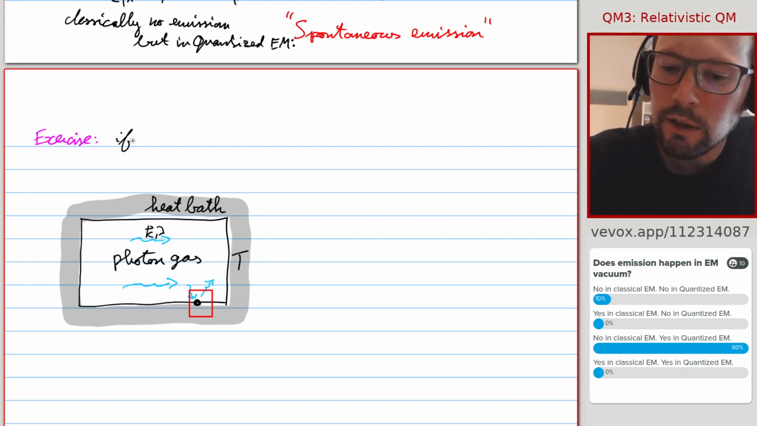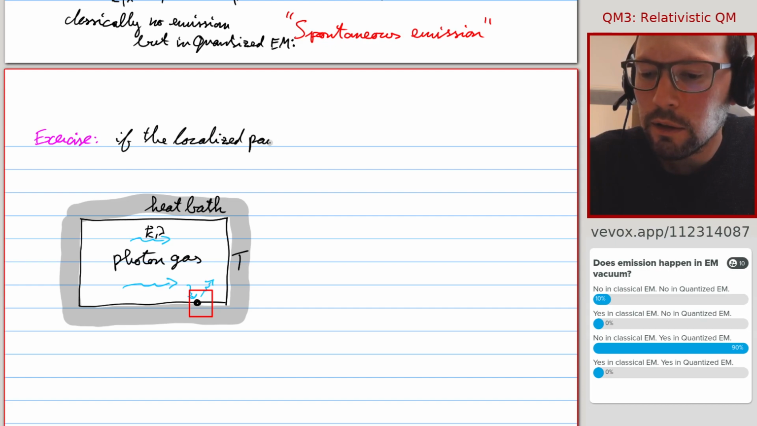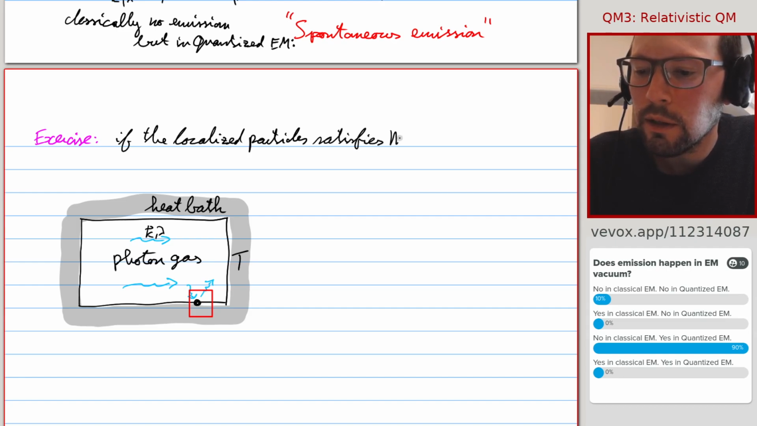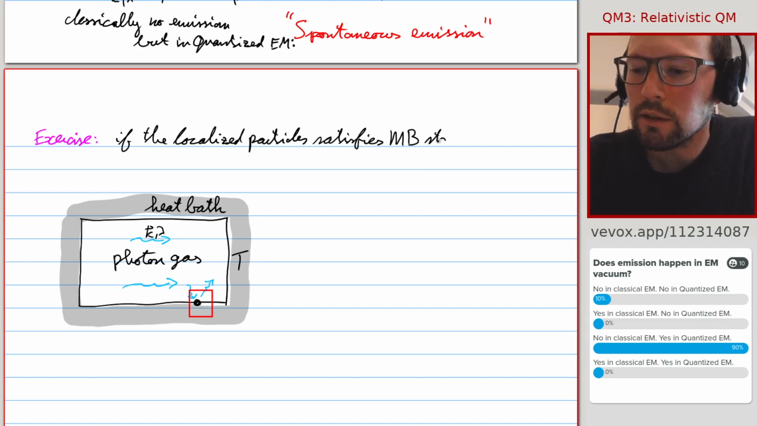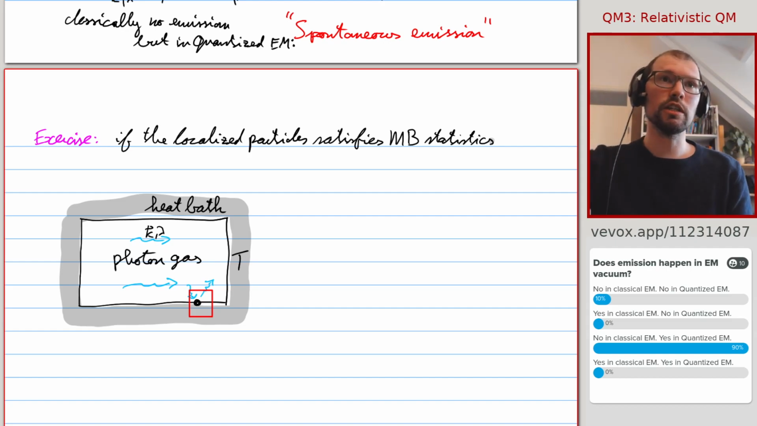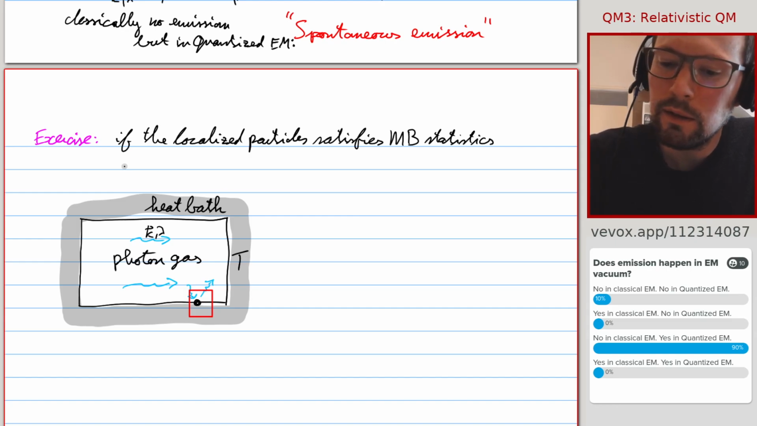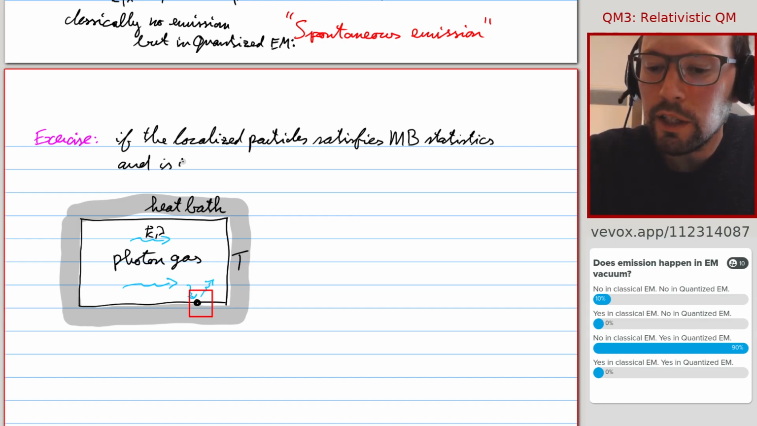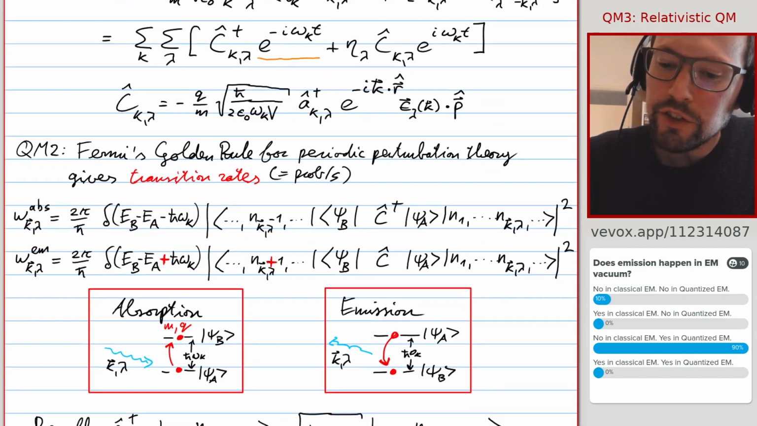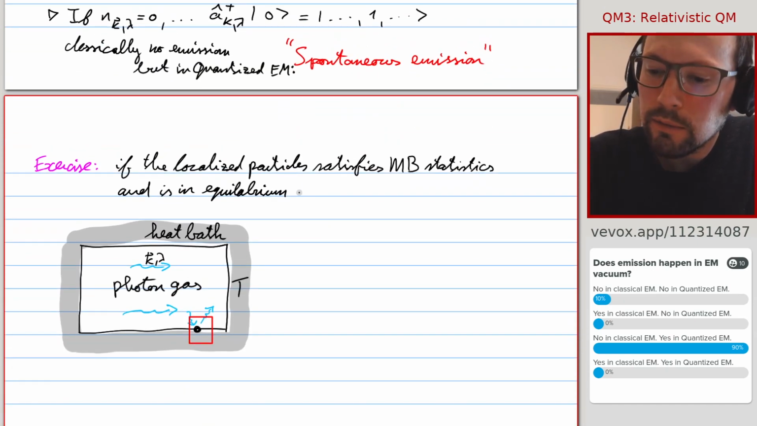So you will show that if the localized particle, this electron in its atom, satisfies the Maxwell-Boltzmann statistics, meaning that its density matrix is distributed over states psi A and psi B according to the standard Boltzmann weights, and it is in equilibrium, meaning that the transition or the absorption and emission happen equally often. It's in equilibrium with the photon gas.